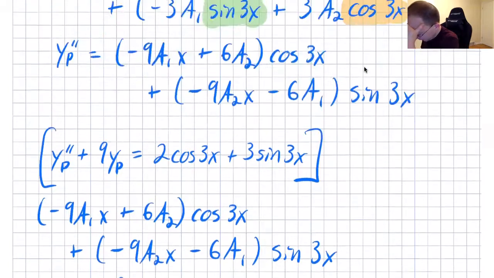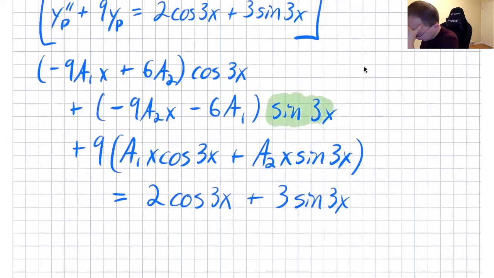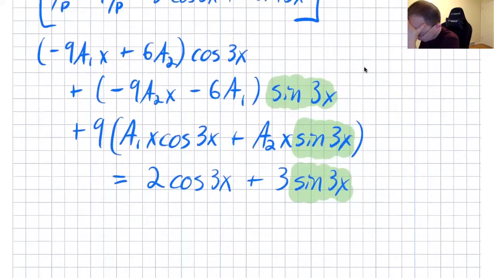All right, what did I highlight? So sine I highlighted in green. So let me highlight that. So there's a sine 3x there, sine 3x there, sine 3x there. So what does that tell us? And then let me do the other highlighting as well. So the cosine. Cosine 3x is right there, and right there.